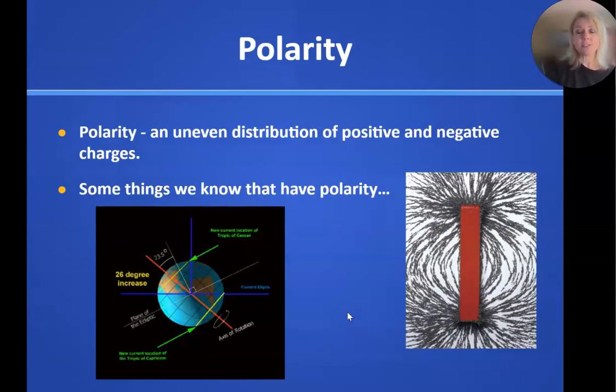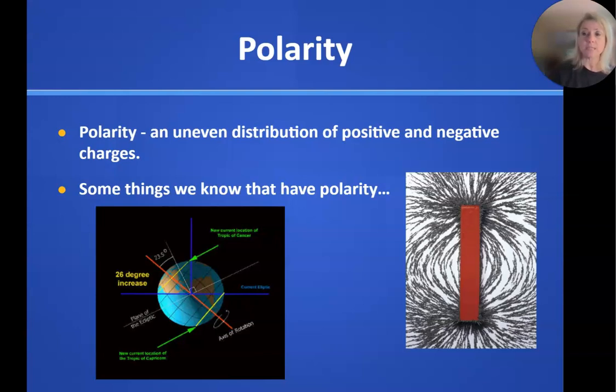All right, so first let's talk about polarity and what that actually means. Whenever I think about polarity, I tend to think about the poles of the Earth. We have a North Pole and we have a South Pole. They are on opposite sides of the globe. And that's what polarity is. It means that you have an uneven distribution of positive and negative charges. And so the positive things might be on one side of the globe and the negative things would be on the other side. It's kind of the same thing with a magnet.